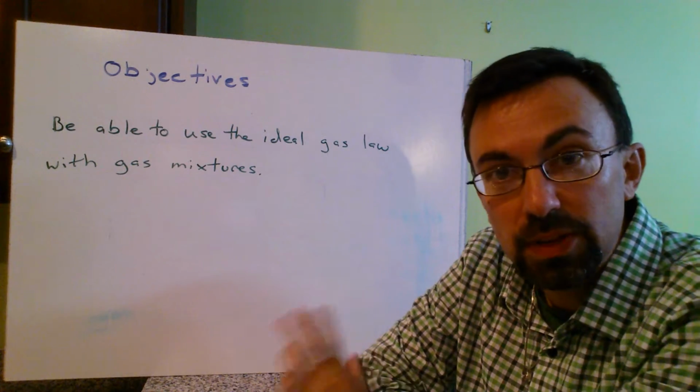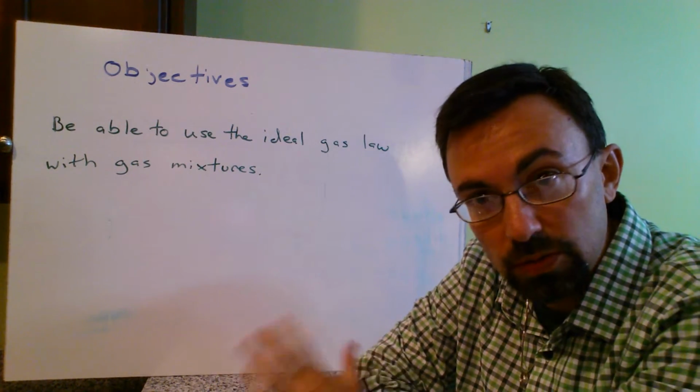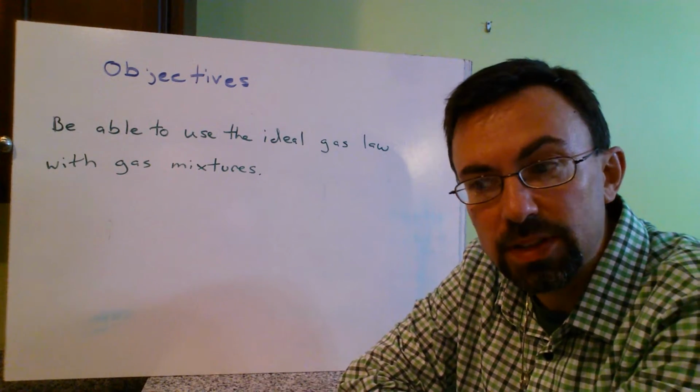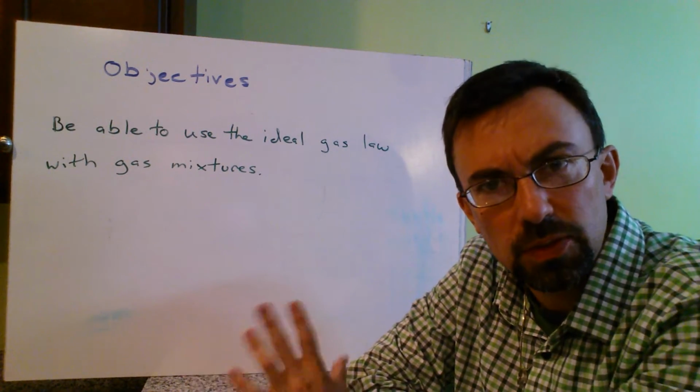We're going to continue with the ideal gas law. We're going to do more of those PV equals nRT calculations. We're going to tie in the idea of if we have a mixture versus a pure gas.